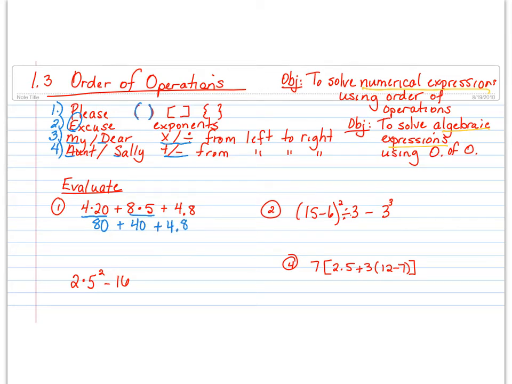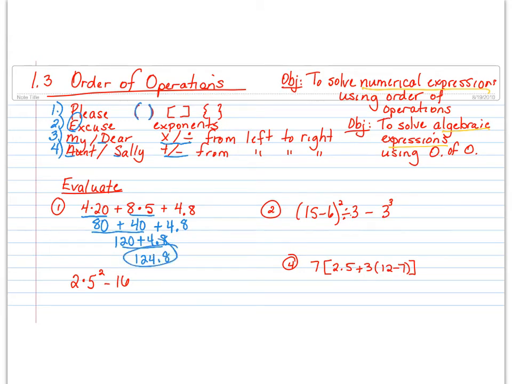Okay? Is there any adding and subtracting? Yes, and I go from left to right. There's 120 plus 4.8, and you guys are going to underline every step you do. And now I can add them, and I get 124.8.